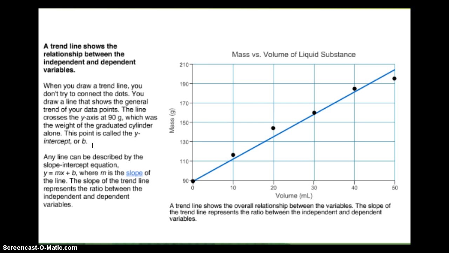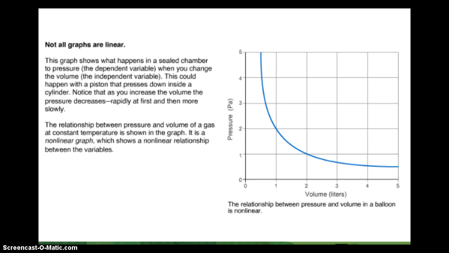Any line can be described by the slope-intercept equation, y equals mx plus b, where m is the slope of the line. The slope of the trend line represents the ratio between the independent and dependent variables. So your trend line shows the overall relationship between the variables. Not all graphs are linear.